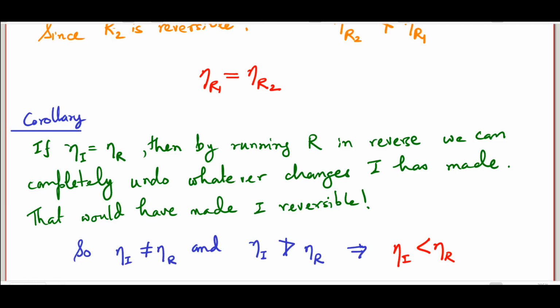We already know that eta I cannot be bigger than eta R, so eta I has to be less than eta R. So here we have a justification for the results that we had shown when we were talking about the Carnot cycle. We used three different working substances there, ended up calculating explicitly the efficiency for each of the three cases, and found the same efficiency in the three cases.